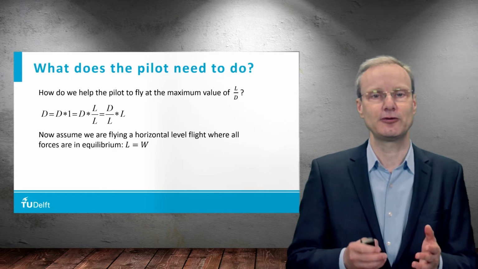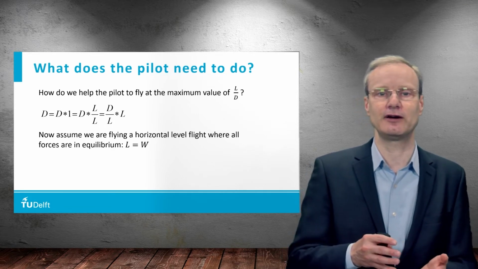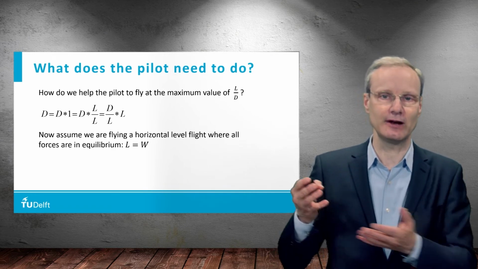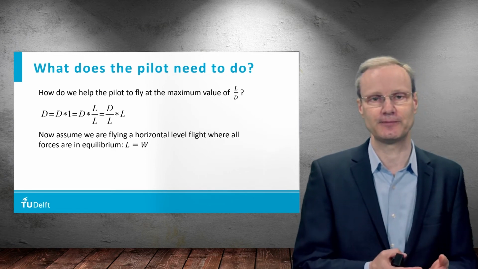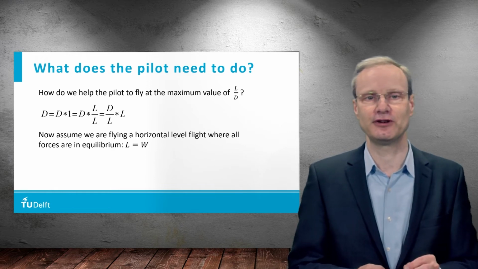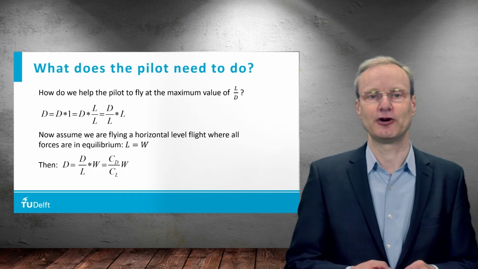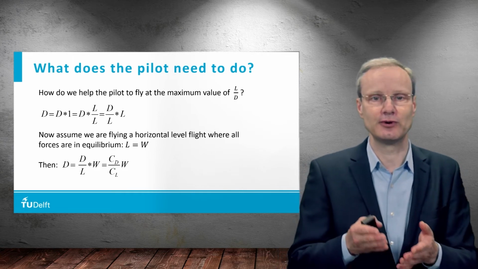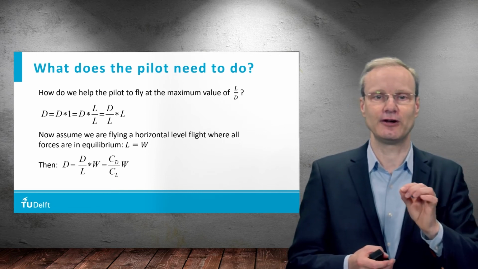Now, we need to make one assumption here. We need to assume that the aircraft is flying horizontal level flight, stationary flight, where all forces are in equilibrium. The lift force is equal to the weight force, and the drag force equals the thrust. And then I can replace one of these lift forces in the equation by W. I have done so, and I also now made the switch between lift and drag forces to lift and drag coefficient. So my drag equals CD over CL times the weight.